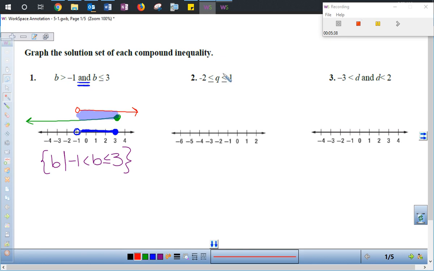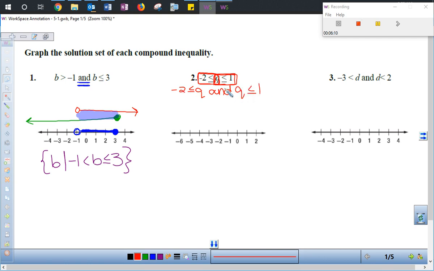Now what this actually means, this is an AND statement, we can break it up into two small inequalities. So our first inequality is just going to be this guy right here, the variable and whatever's to the left, -2, which is less than or equal to q. And since they're combined like that, I know that the word that has to come after it is and. Then my second inequality is the variable and everything that comes after it. Q is less than or equal to 1.